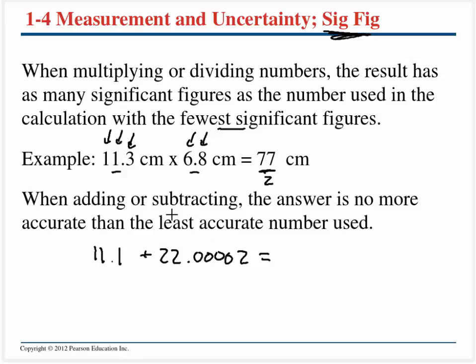When you add or subtract, the answer can be no more accurate than the least accurate number used. So take a look at this one right here. This number is very, very, very accurate. This number here is not very accurate. When you add these together, you're going to get 33.1. You're not going to get 33.100002. You would say, okay, I just get 33.1.